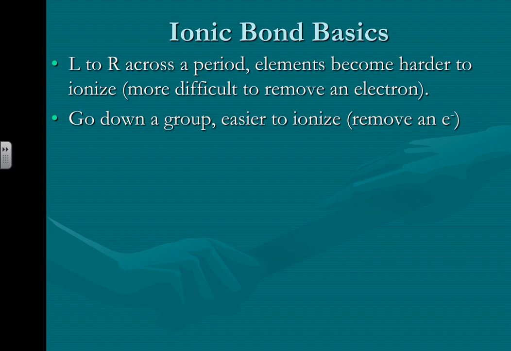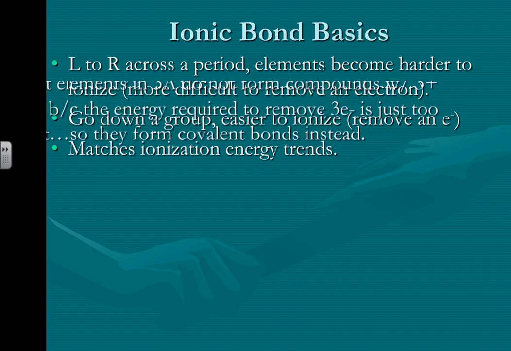Go down a group, it becomes easier to ionize. Hopefully you remember that the reason for that is because of shielding. Down a group, more energy levels that allow the electrons to sort of pull out from the protons in the nucleus, and they're just not as easily impacted. So again, if you go down a group, it's easier to ionize, easier to form a positive ion because they're just not holding on to the valence electrons that much. And again, this matches ionization energy trends. It's all the same reasons, shielding.